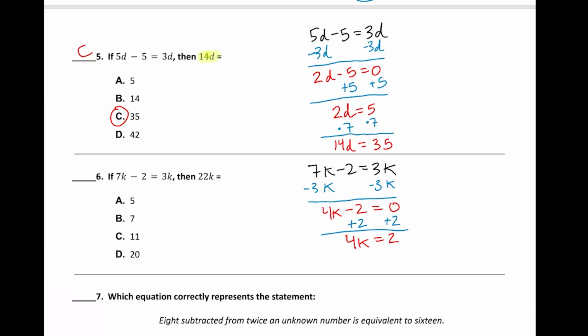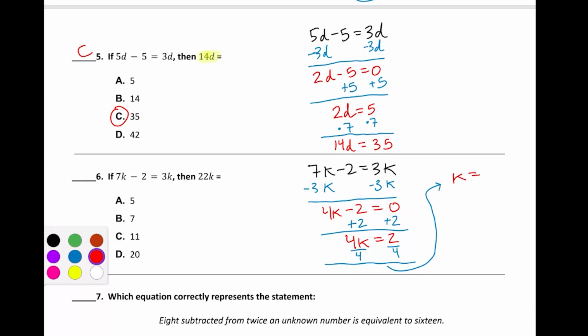And one thing that's a little different here is that 22 is not divisible by 4. So I think we're probably going to have to go ahead and just find k first. So I am going to divide both sides by 4 to get k equals 1/2. And now that I know k, I can get 22k. I can multiply both sides by 22 to get 22k equals 11. So my answer is C.